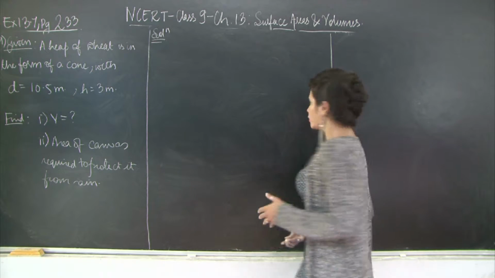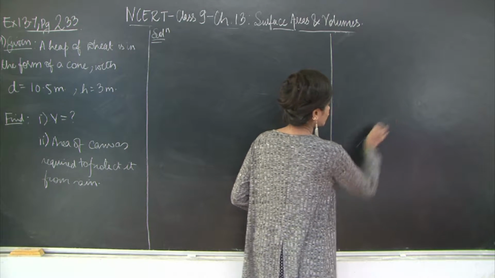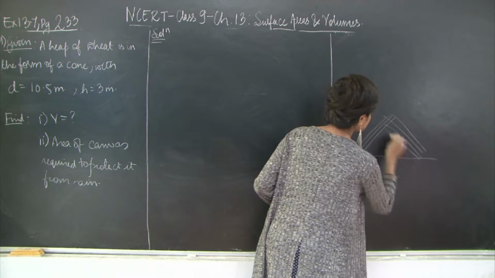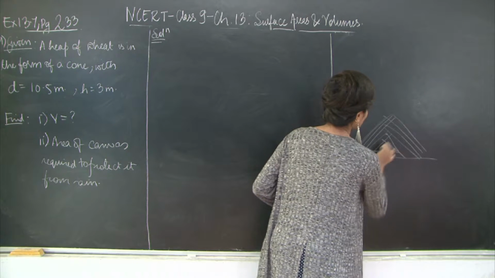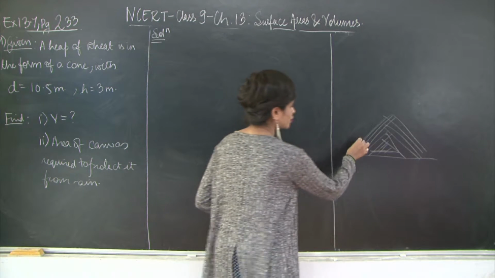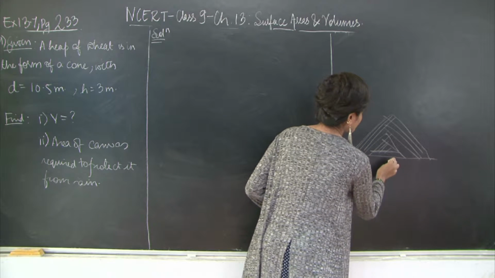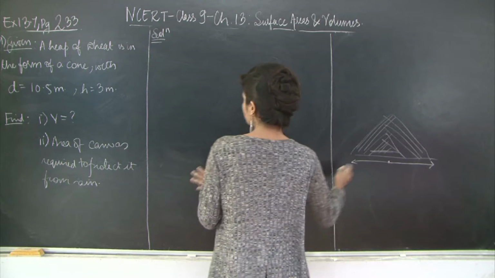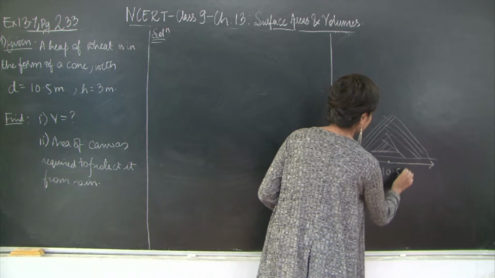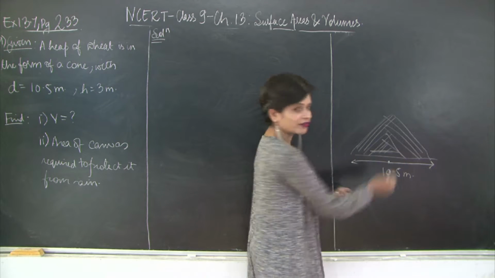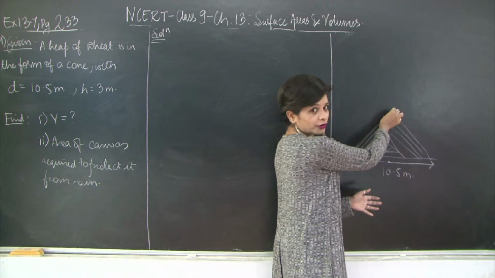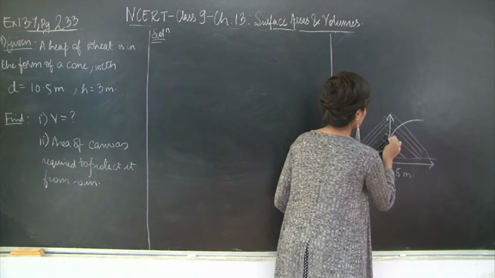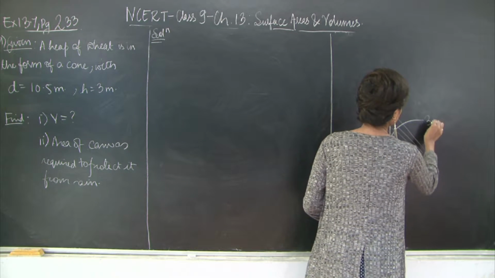So let's say I have a lot of wheat piled one on top of the other. It's in the form of a cone, and this is the ground. So now all the wheat is piled in the form of a cone. It states that the base diameter, this length out here, is 10.5 meters, and height is always the length from the base to the top, right? So this is the perpendicular height. This perpendicular height is h, which is 3 meters.